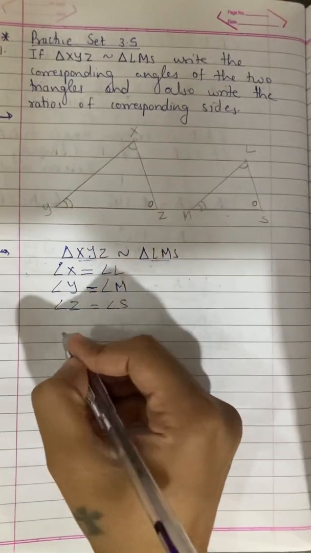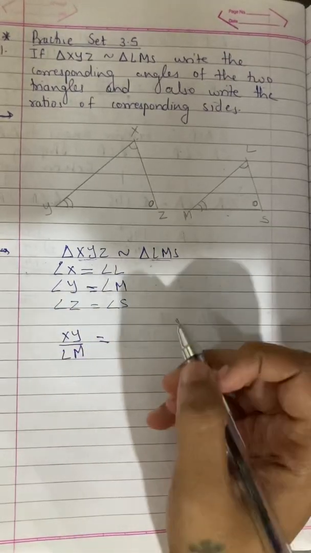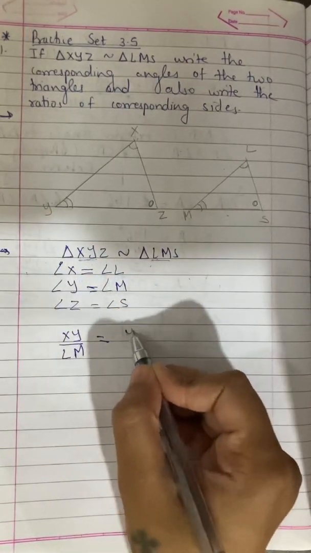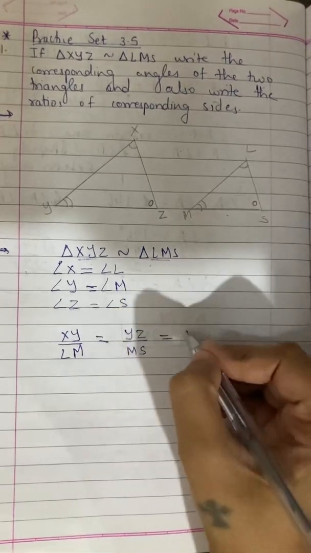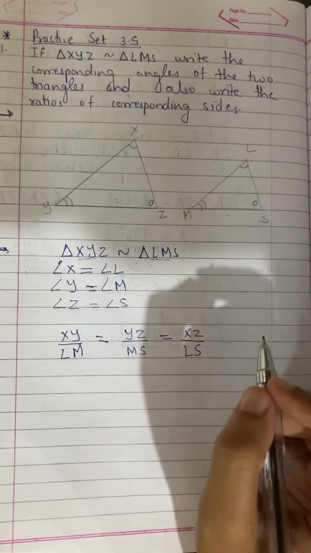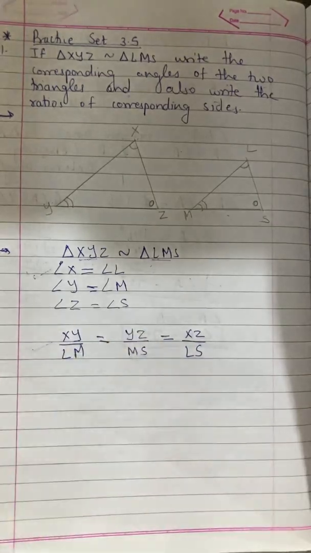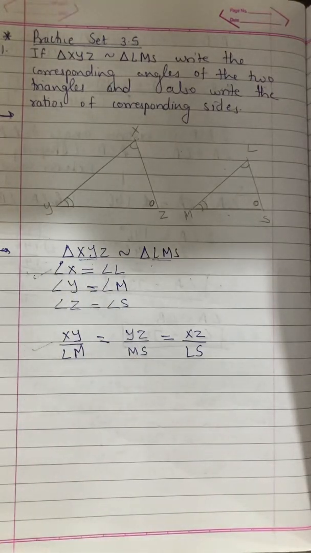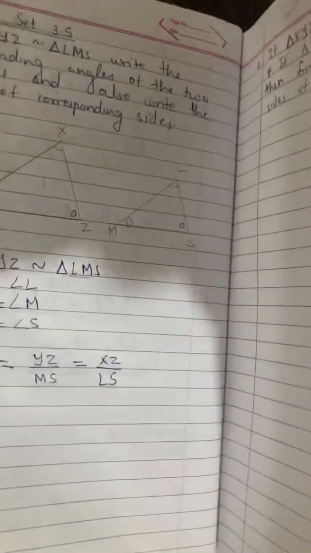So XY divided by LM is equal to YZ, write down second side, is equal to MS, equal to XZ divided by LS. So that is how you write down the corresponding angles as well as corresponding side ratios. So side ratios also we have written, and we have written the angles also. So this is how we solve the first question, which was very easy. Now let us solve the second question.